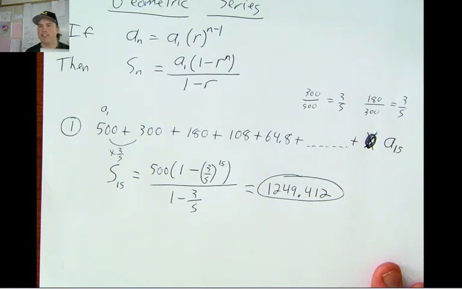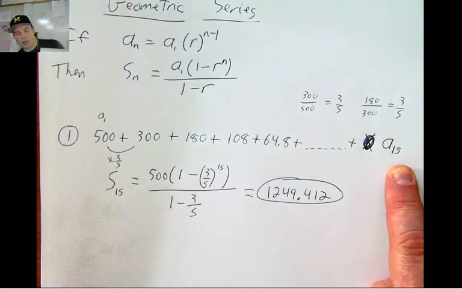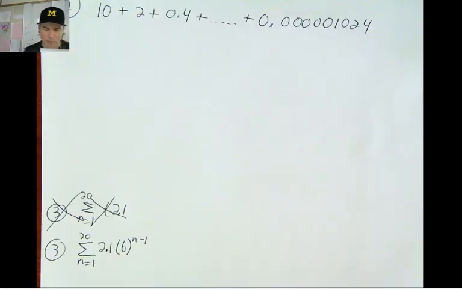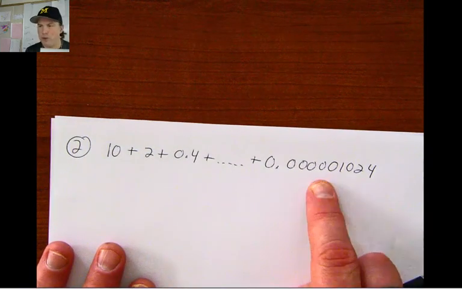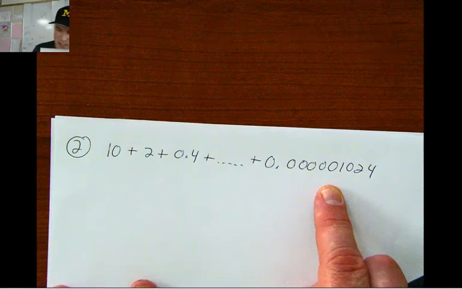Unlike the arithmetic series, you don't actually need to know what A15 is. It's kind of interesting. Alright, let's take a look at number 2. In number 2, they actually do give me the last number, but I guess I've got to figure out what that number is.